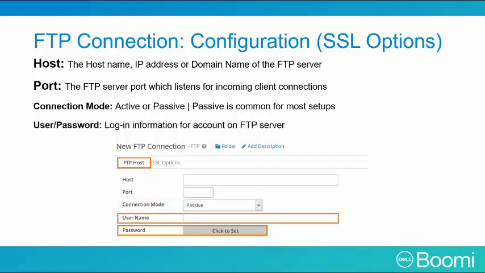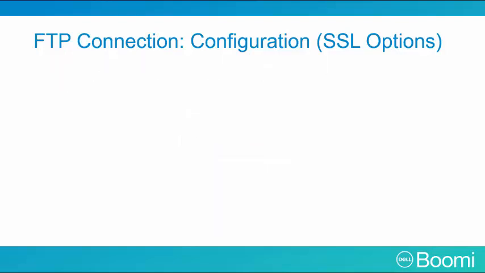Finally, we have the username and password, which represents the user login information for the account on the FTP server. Now, please keep in mind this connection is a component, meaning once it's created, you can refer to it in other FTP connector shapes instead of creating a new one. Next, let's look at some options in the SSL options subtab. Now, once selected, the new options appear in the connector window.